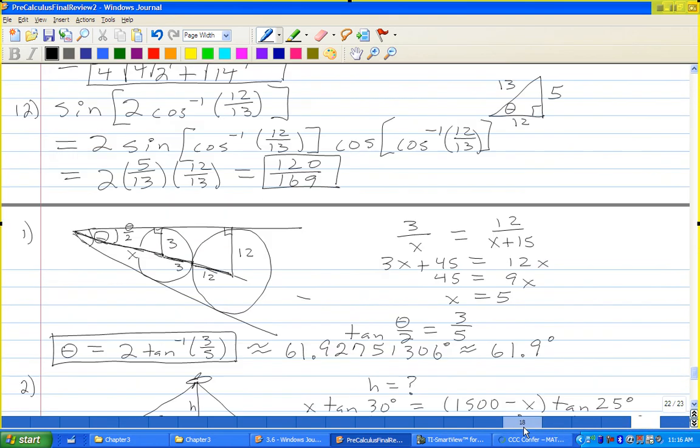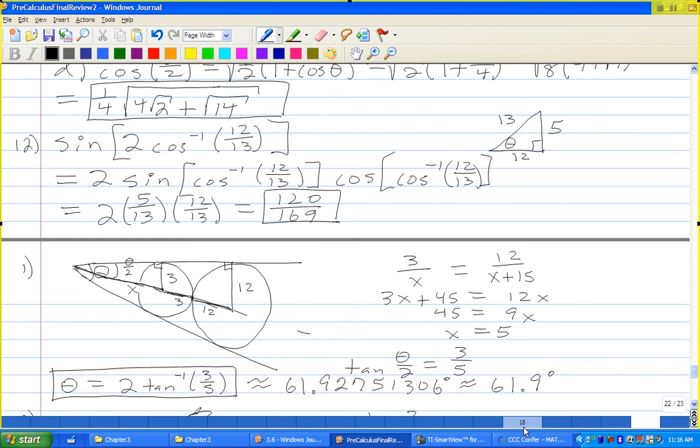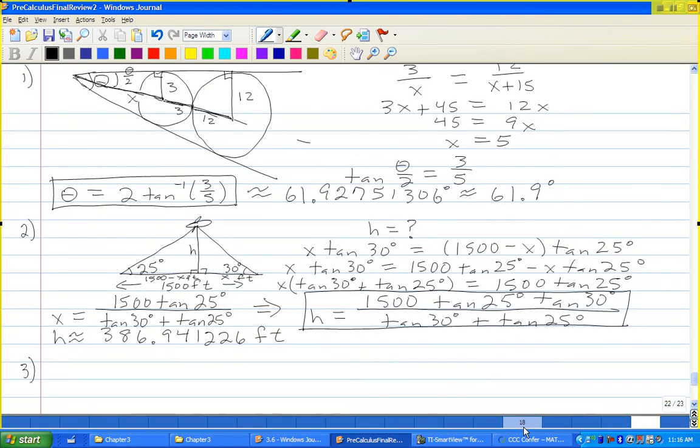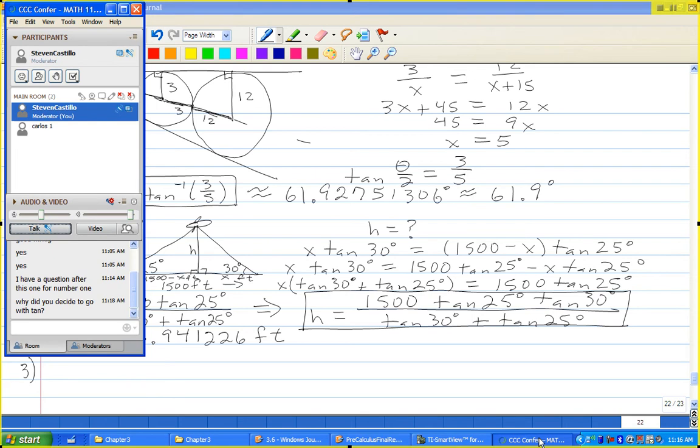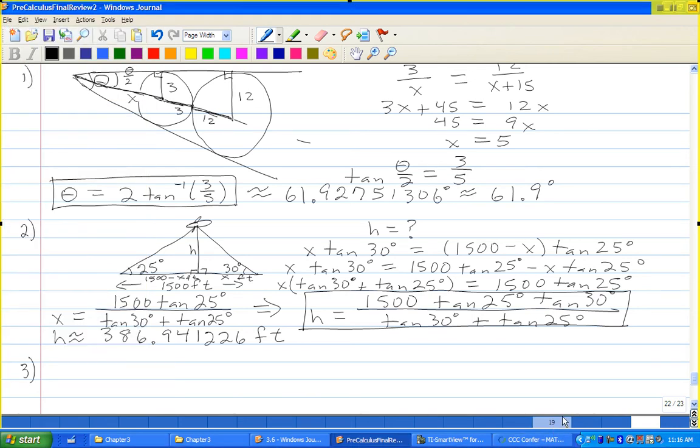Yes. Question on number 1. Oh, there it is. Question on 1. Why did I decide to go tangent? I could have done any of them, but I'm looking at this upside down. I did it wrong. It's not tangent. It's sine. I'm sorry.